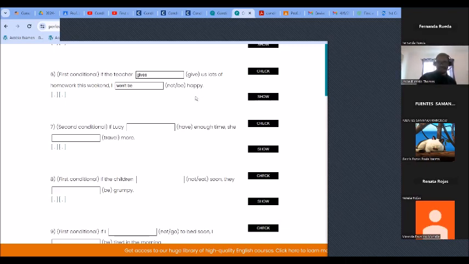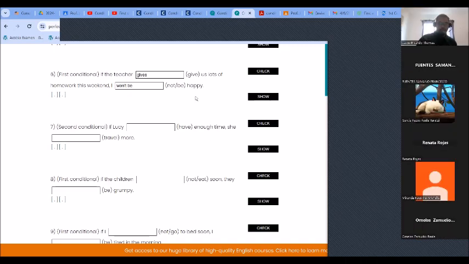Second conditional, if Lucy had enough time, she will travel more. Good, past simple. All right, let's continue with first conditional.